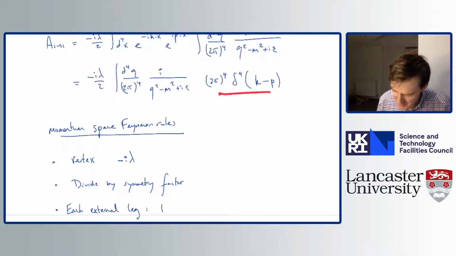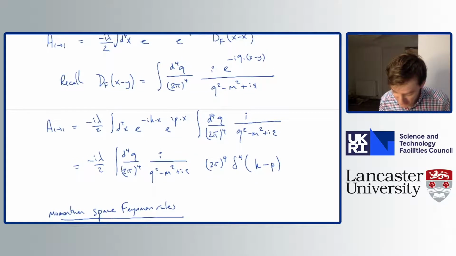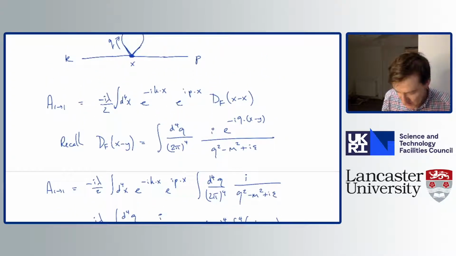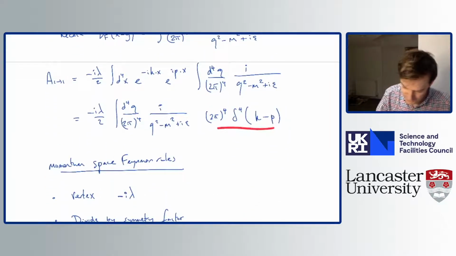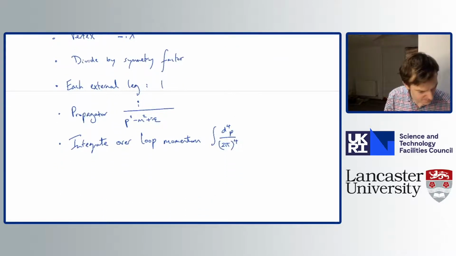Let's think about what this momentum function is doing. Basically, it's just encoding energy and momentum conservation across the diagram. It imposes it, in particular at the vertex. So we have K flowing into the vertex, so we need to have P flowing out. That's what this (2π)^4 δ^4 factor does.